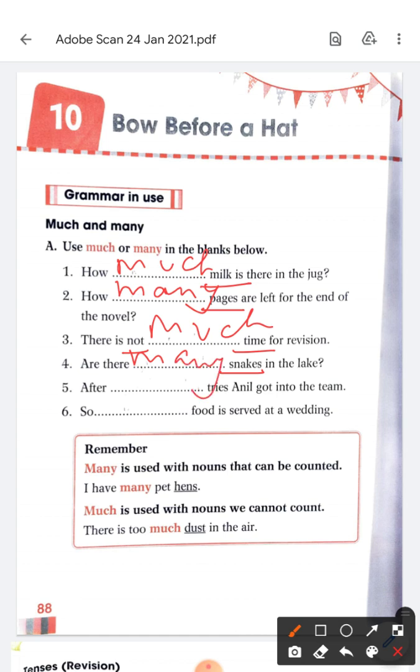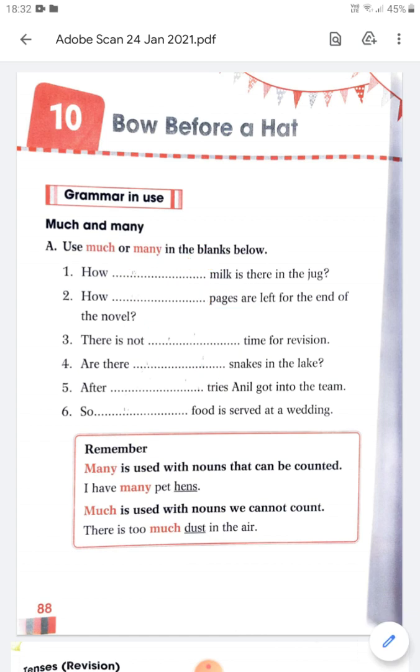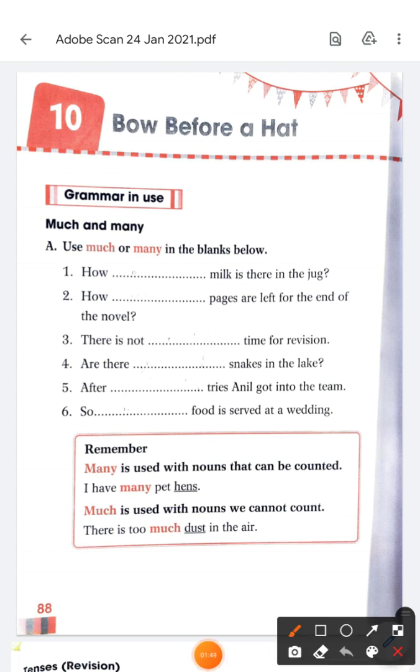After dash tries, Anil got into the team. Tries, we can count the number of, because you were unable to see, no? Tries means trying. So, we can count 4 times, 5 times, 6 times. He must have tried. So, many. After many tries, Anil got into the team.